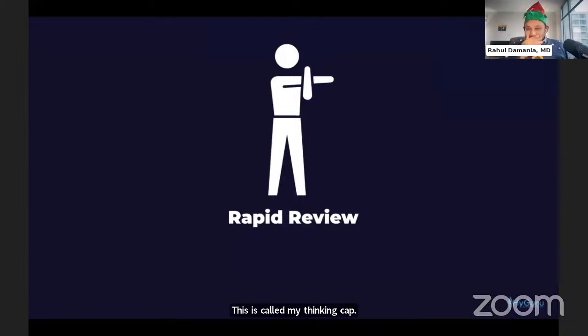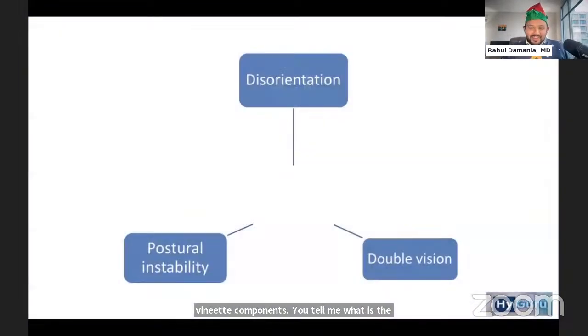What I'm going to be doing is I'm going to be showing you a triangle. The triangle has different vertices of the various vignette components. You tell me what is the diagnosis, okay? All right, very good. Disorientation, double vision, postural instability. What is this triad? I'm going to give you 5 seconds.